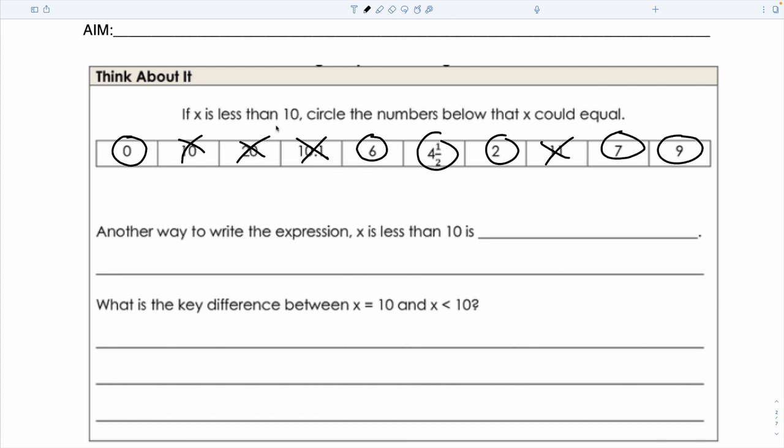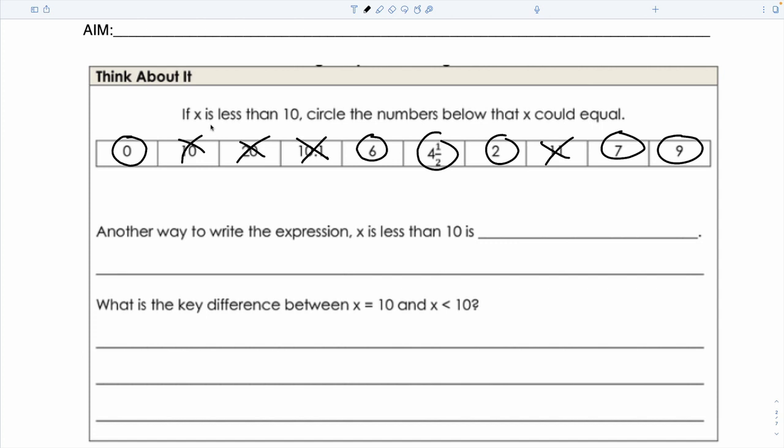What you just did was find several options that x could be. X could be an infinite amount of things. If you go into the negative realm, you could say negative a million is less than 10, and x could be the number negative a million. X could be the number 0. X could be the number 9.11111 going on forever. There are a ton of options for x.